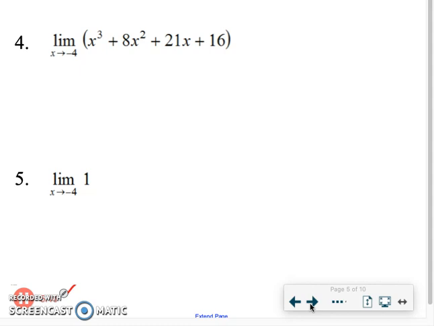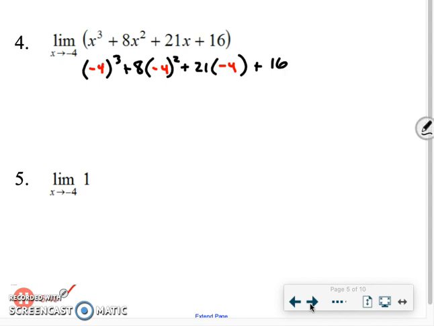We want to find the limit as x approaches -4. This is one where we could actually use direct substitution. We can put -4 directly in for x. So in doing exactly that, since we have x cubed plus 8x squared plus 21x plus 16, it's now going to be time for us to, as we said, directly substitute -4 in place.